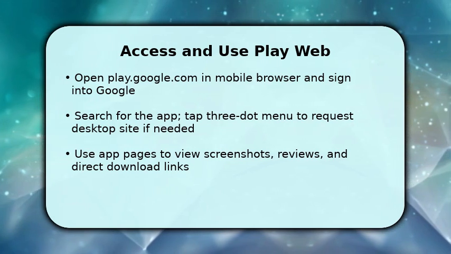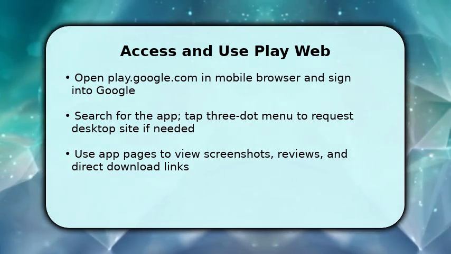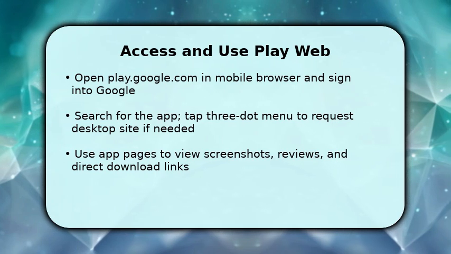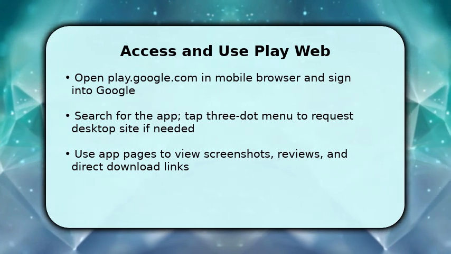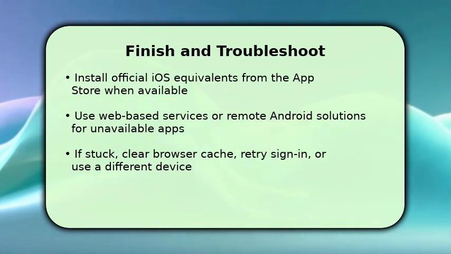Then switch to the App Store and search the exact app name. Make sure to compare developer names to avoid imposters. To finish, install the official iOS app from the App Store when one exists. This gives full native functionality.